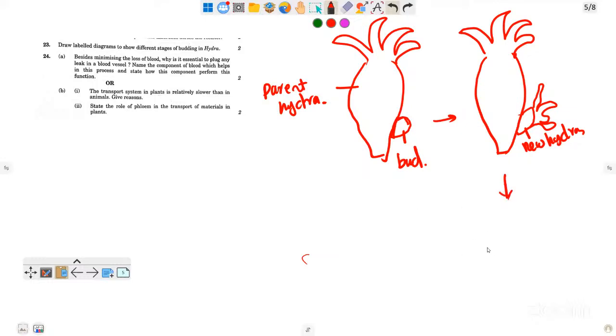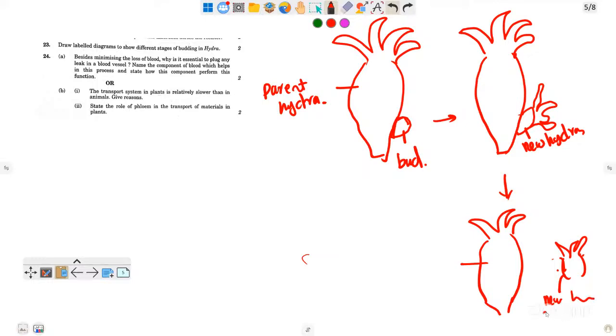And what about the third image? The third image shows the separation of this newly formed hydra from the parent hydra. This is the parent hydra. This is the newly formed hydra. You just write: new hydra separated from the parent body. These points you write. Draw this neatly.